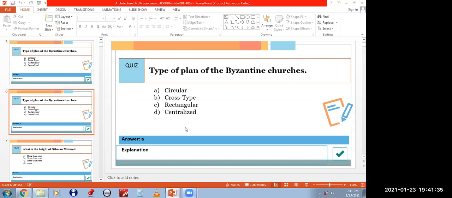Centralized is not a type of plan. Centralized is a form that is used for master planning.